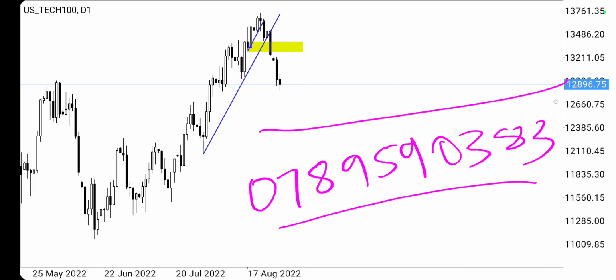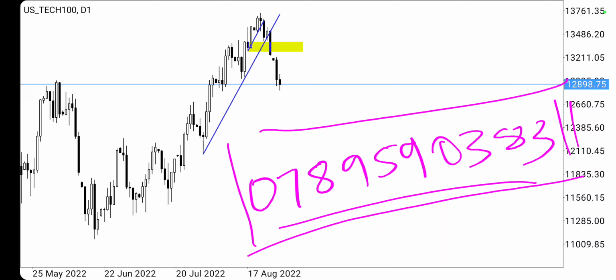So let's get started. Make sure that you stay with me throughout because the structure here right now is very interesting. I'll show you what is most likely going to happen from here.